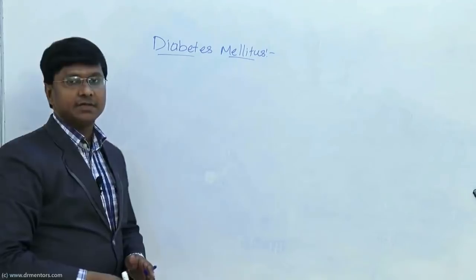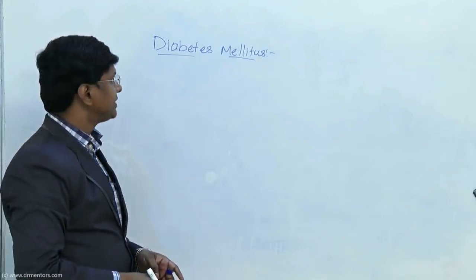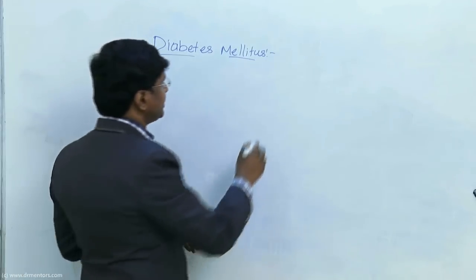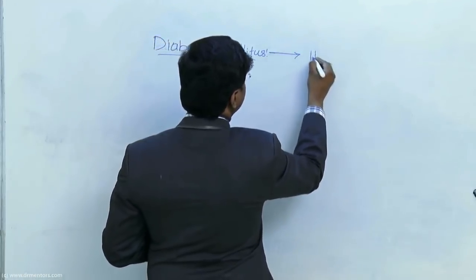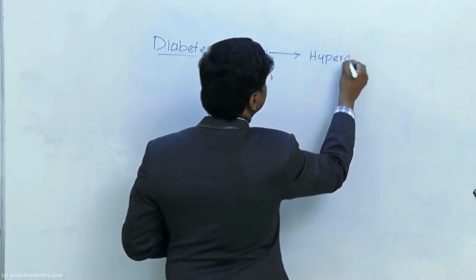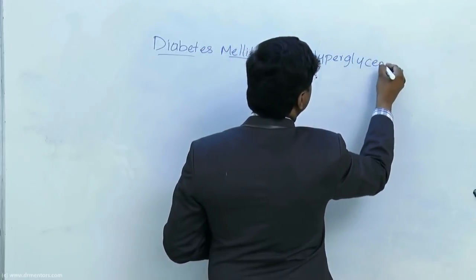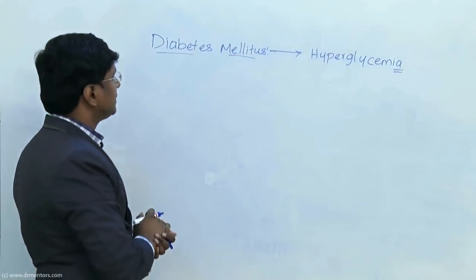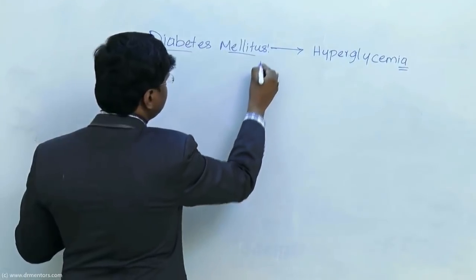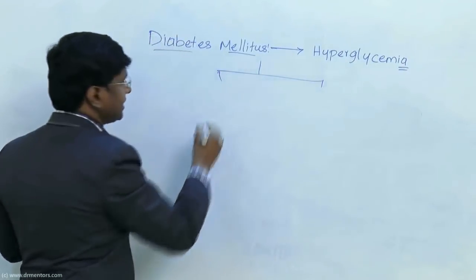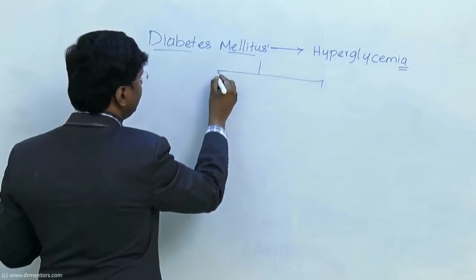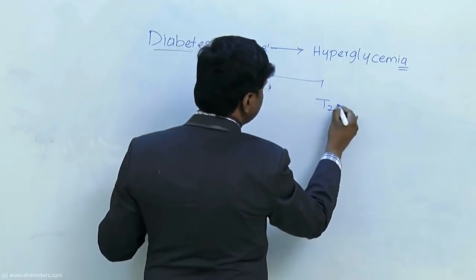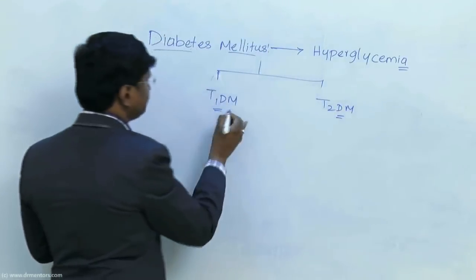So let me take up the next very important topic, that is diabetes mellitus. Diabetes mellitus is a clinical condition which is characterized by hyperglycemia. Mainly, diabetes mellitus is of two forms. There are many forms of diabetes, but mainly we have two forms: one is type 1 diabetes mellitus and the other one is type 2 diabetes mellitus.